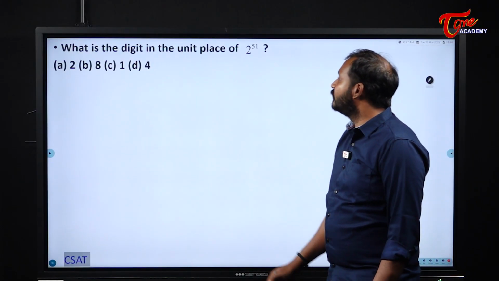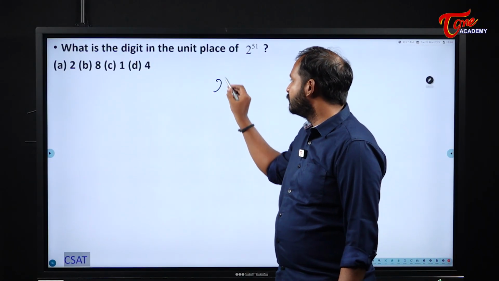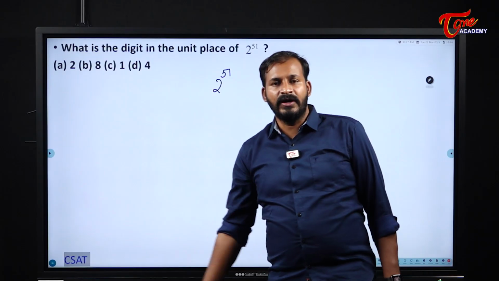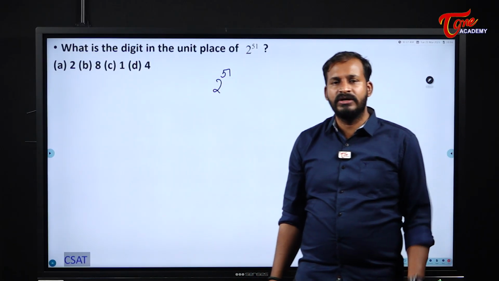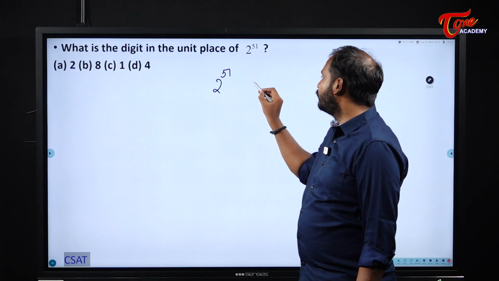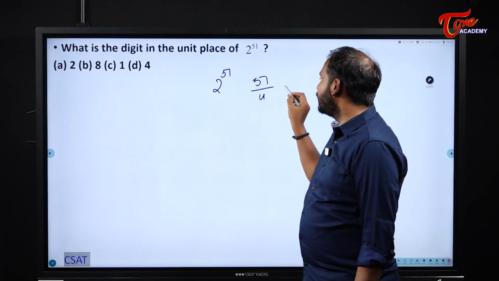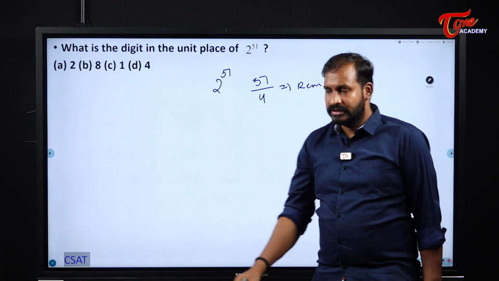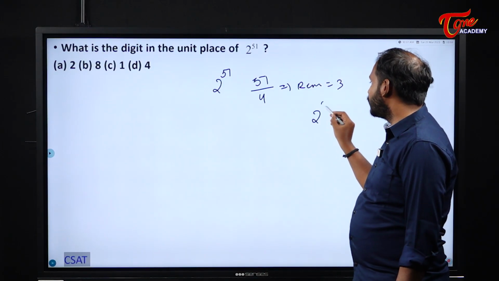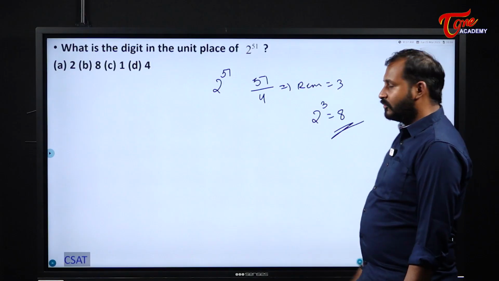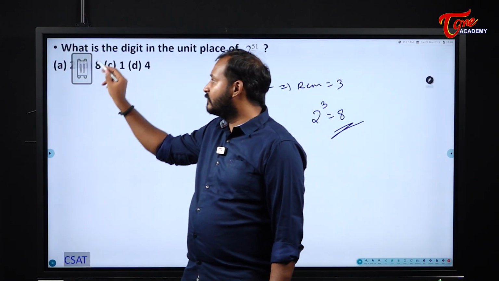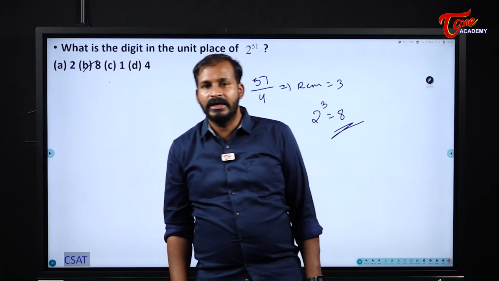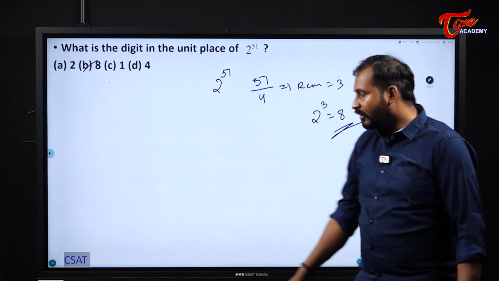What is the digit in the units place of 2 to the power of 51? For 2, how many chances do we have? 4 chances. So divide the power by 4. 51 by 4, what is the remainder we are going to get here? The remainder is 3. So what will 2 cube be for us here? 8. Anyway, the units digit is 8. So we will get the answer as 8 here.